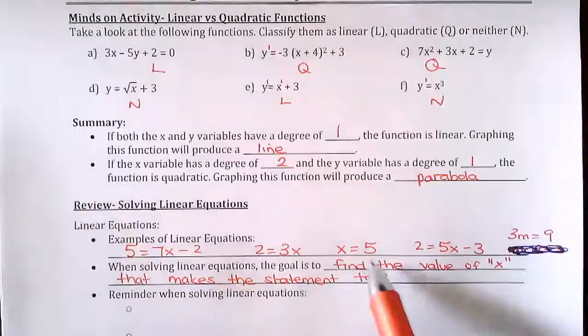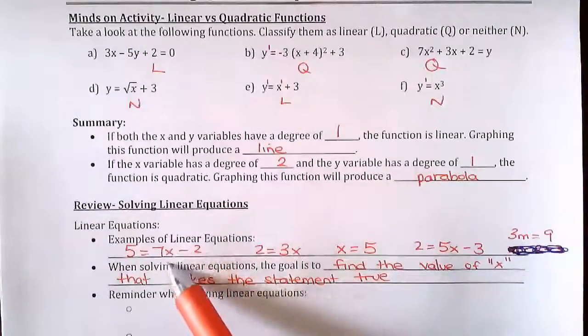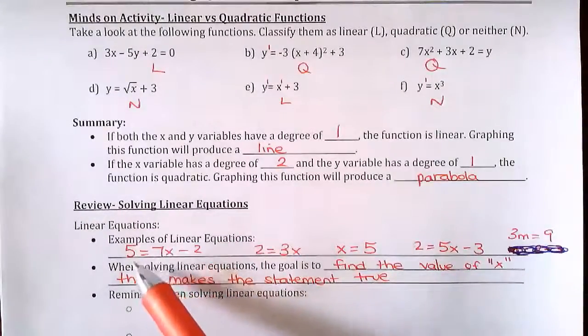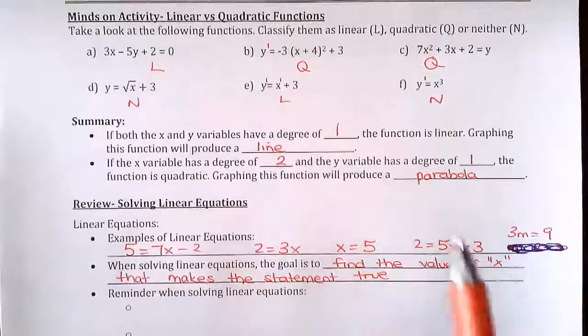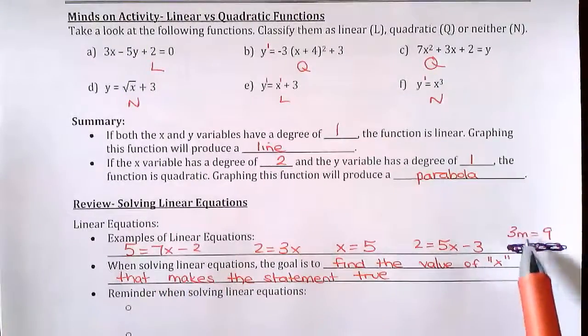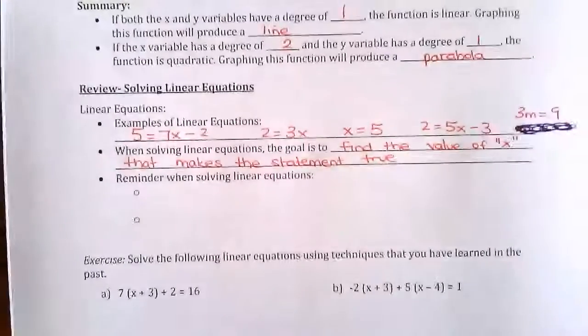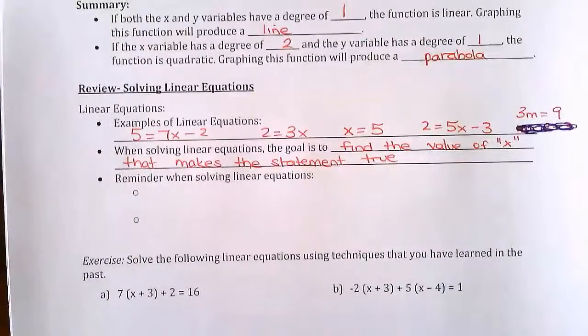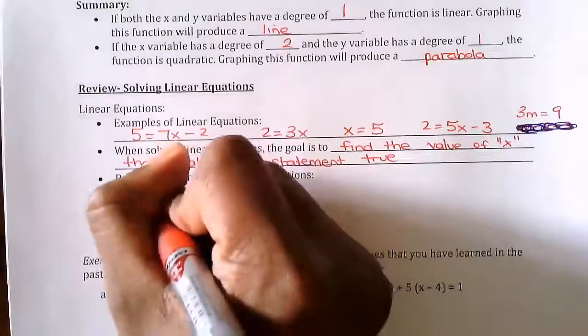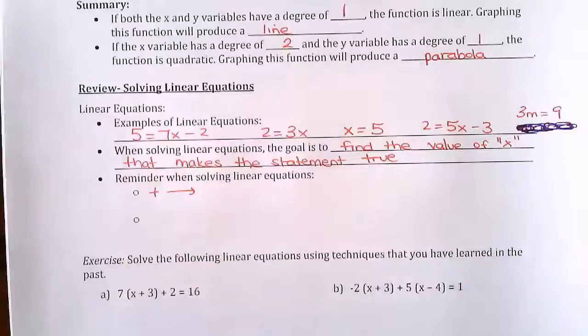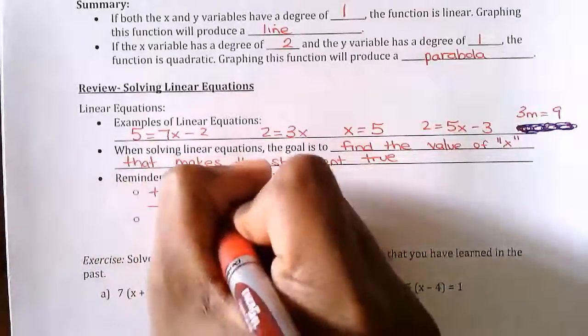In other words, I want to find the particular x value I can substitute into this x to make the left side equal the right side, or the specific m value I can substitute into here so that the left side equals the right side. A reminder when solving linear equations is that when you move things across the equal sign, you do the opposite operation. When you have an add on one side of the equation, on the other side it becomes a subtract, and vice versa. So subtract becomes an add.